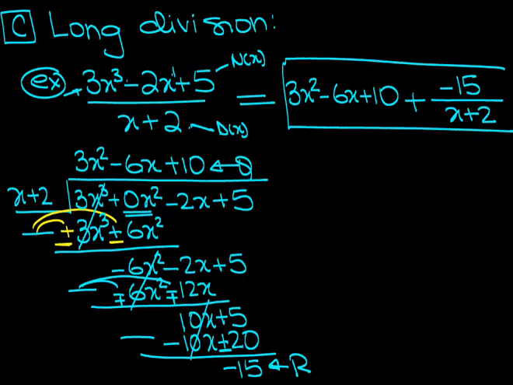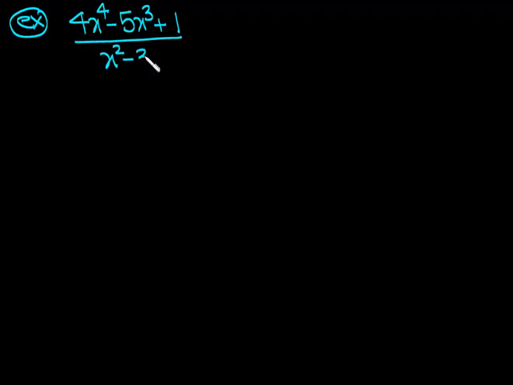Okay, let's take a look at another example. This time, let's make it a little bit more interesting by having a term missing from the divisor also. So let's say I have 4x to the 4th minus 5x cubed plus 1, divided by x squared minus 3.